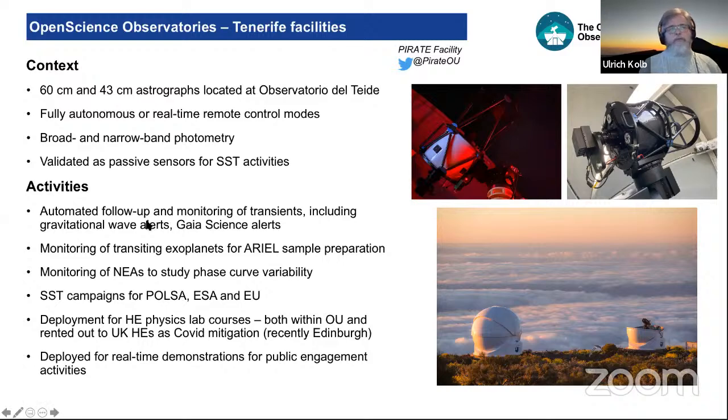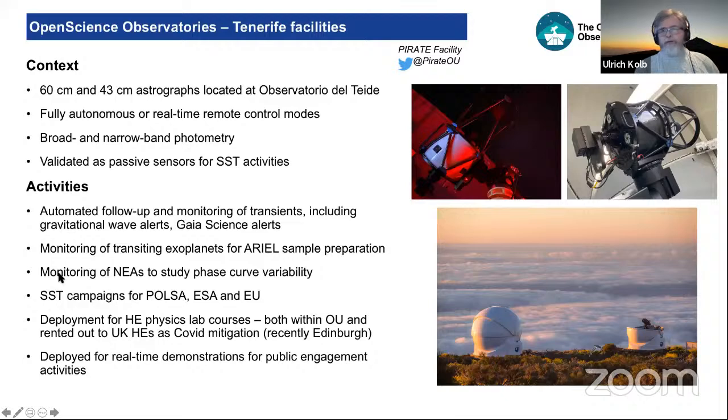We, for a time, followed up gravitational wave alerts. As Lukas will know, we were part of the Gaia Science Alert follow-up group for microlensing events, for instance. Currently, we are focusing more on transiting exoplanets, and we work towards helping to prepare and refine the sample for the Ariel mission and to pin down the timings of these all-important transits that Ariel, the satellite observatory, will monitor once launched in 6 to 8 years.